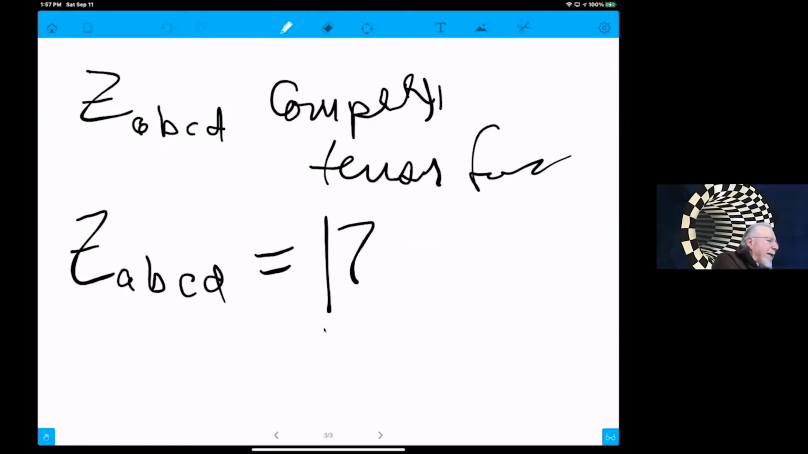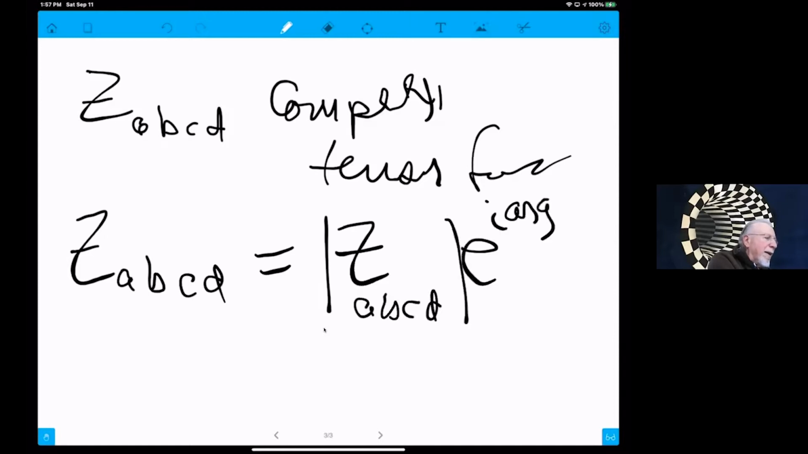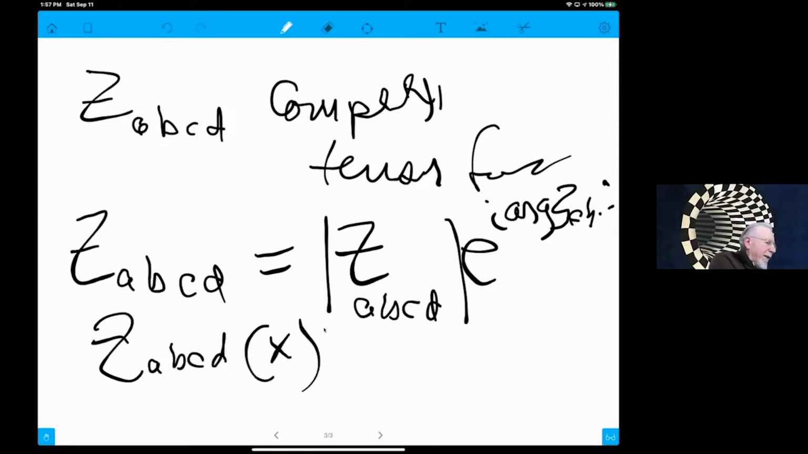It's like in polar form, I'll use polar, R e to the i theta, Z A B C D. It's a complex field, okay? It's space and time, right? X means space-time.